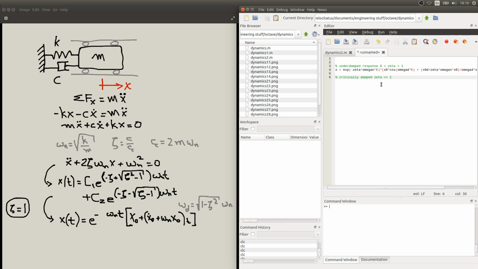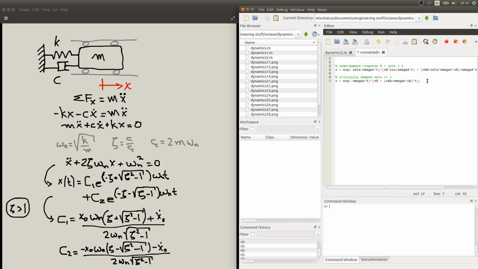So if we just copy this expression here below, we'll see that this term vanishes, so we end up with only x0, and in here we'll end up with only x0 dot plus omega n times x0, finally times t, like so. Actually, this term here vanishes as well. Now, this is our expression for the critically damped response.